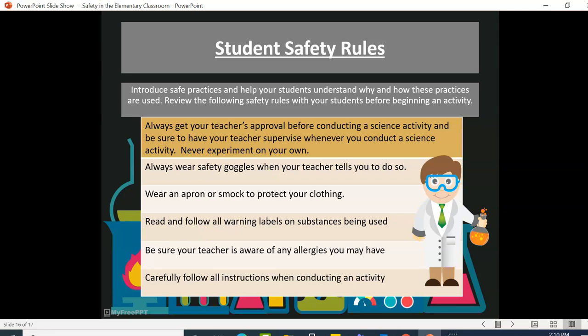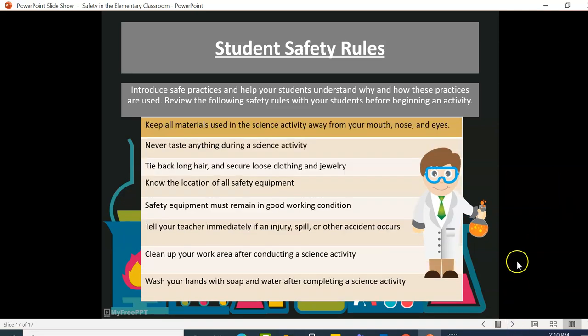Read and follow all warning labels on substances being used. Be sure your teacher is aware of any allergies you may have. Carefully follow all instructions when conducting a science activity. Be sure to use substances exactly as described in the activity. Keep all materials used in the science activity away from your mouth, nose, and eyes. Do not place your hands on your face when conducting or cleaning up after an activity. Never taste anything during the science activity. If an investigation involves testing, it will be done in the cafeteria.